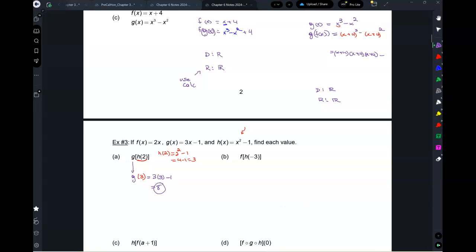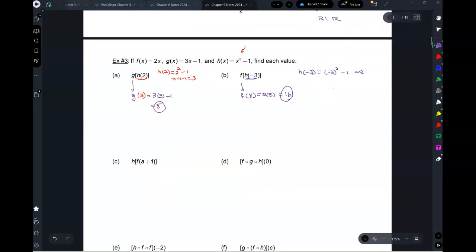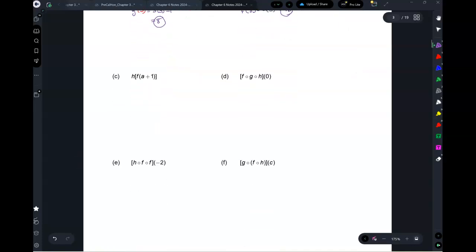Okay, h of negative 3. Let's find h of negative 3. Negative 3 in parentheses squared minus 1 is 8. And so here I want f of 8. 2 times 8, 16. Isn't that cool? Cute little puzzles.